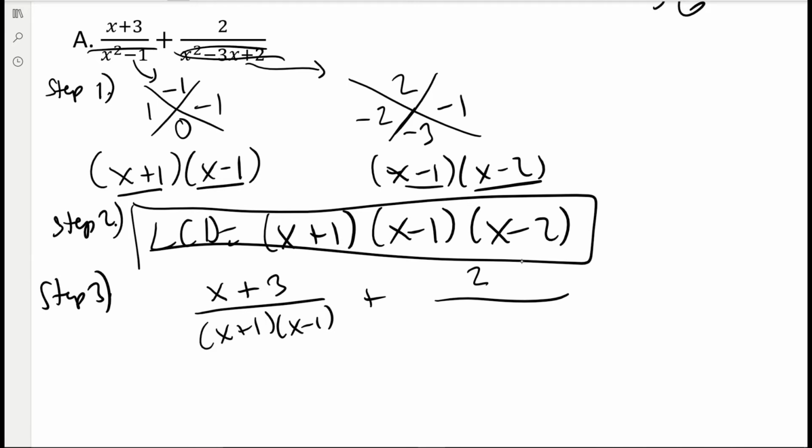This gets replaced with what we factored here, x minus 1, x minus 2. So then you've got to figure out, well, what am I missing? What do I need to multiply to convert this denominator to this LCD? Well, if you look at it, we're actually missing an x minus 2, right? So I'm going to multiply this by x minus 2 and do the same on top.